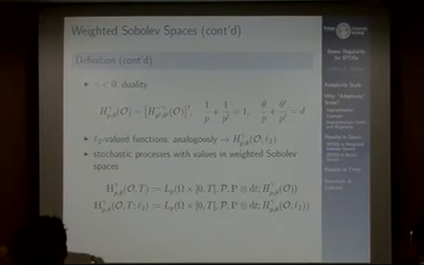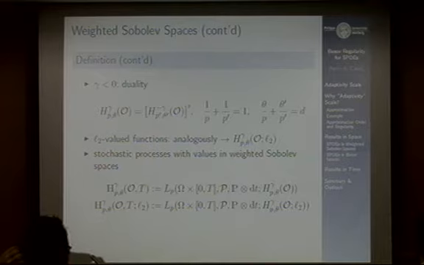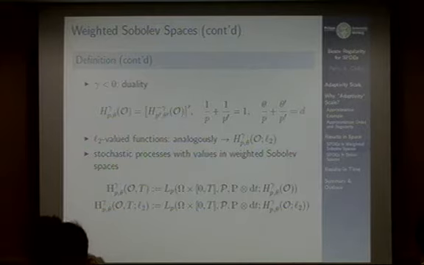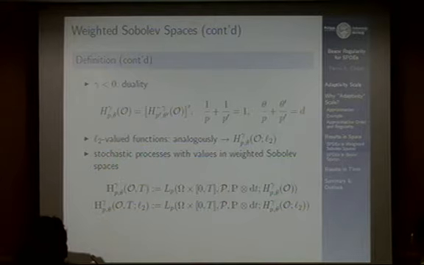For vector-valued functions, we can define analogous spaces, and to deal with stochastic processes and stochastic PDEs, we introduce, in complete analogy to the lectures of Professor Kim and Professor Krylov, these spaces H gamma p theta, to be the spaces of all predictable processes which are Lp integrable over time and omega and take values in the weighted Sobolev space H gamma p theta.